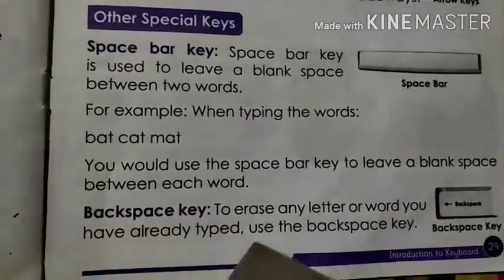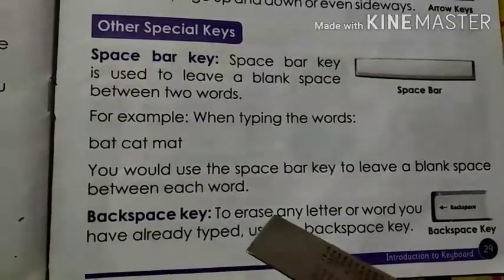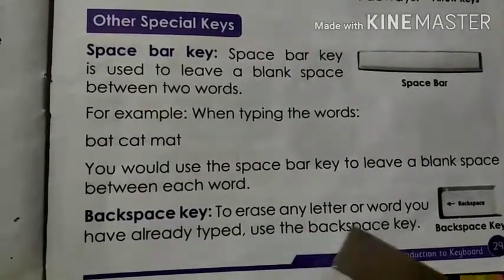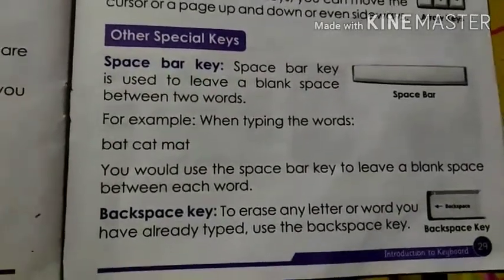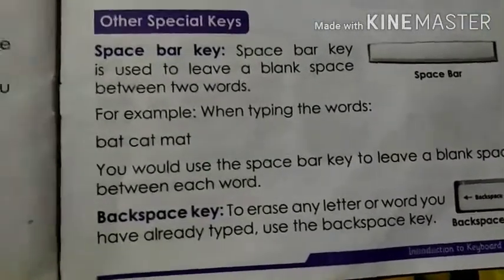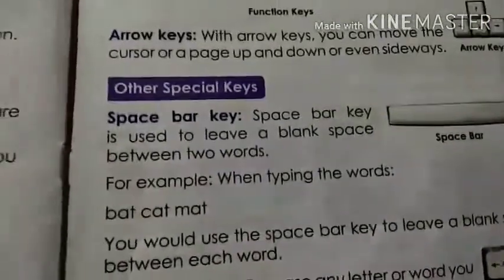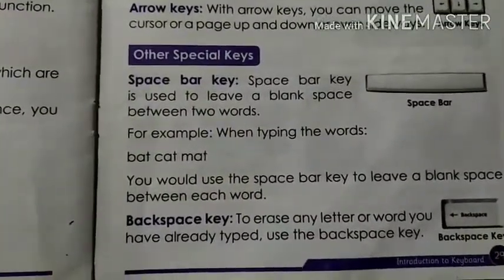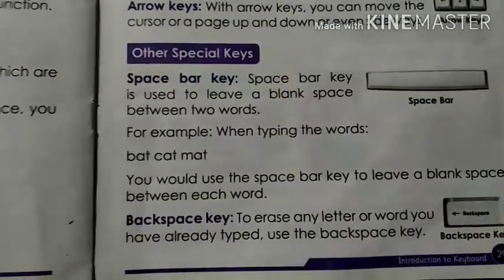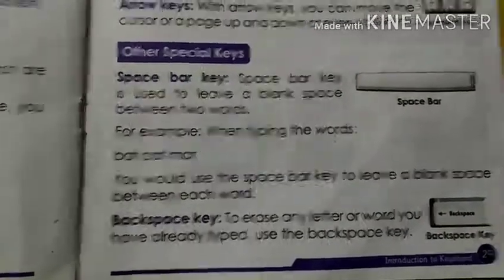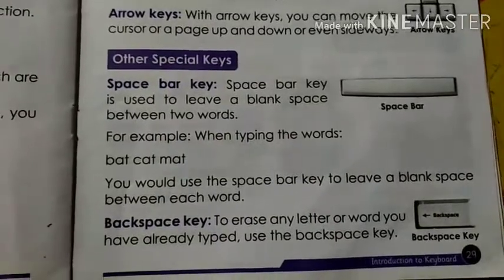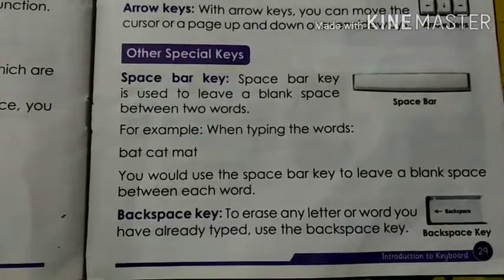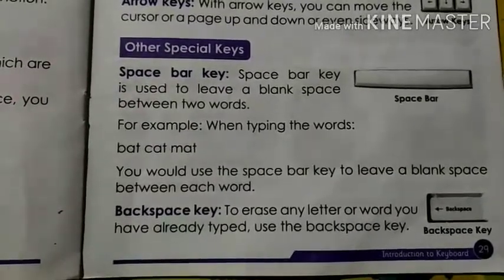Okay. Next we have the backspace key. To erase any letter or word you have already typed, use the backspace key. Suppose you are writing the spelling of computer. What is the spelling of computer? C-O-M-P-U-T-E-R, right? Instead of writing R, you have written N there. Then what will you do? You will erase the N and you will write R there.